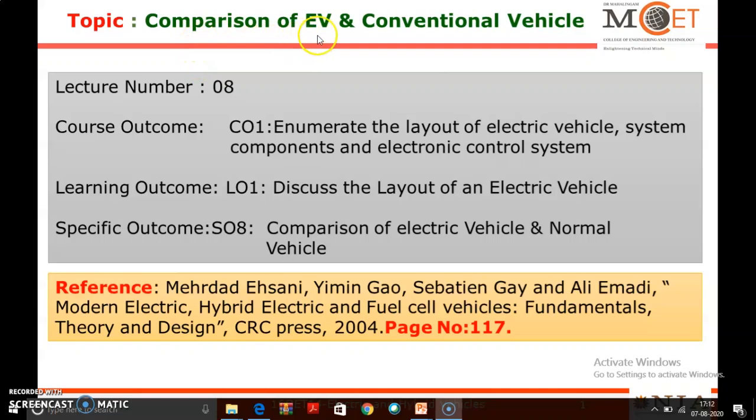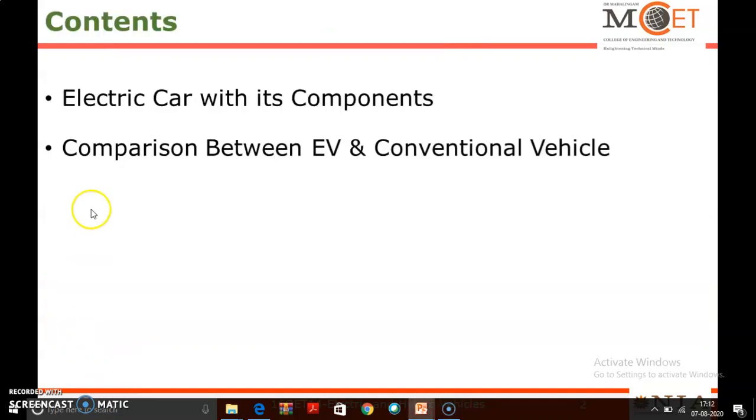The comparison of electric vehicle and conventional vehicle comes under course outcome 1, which is to enumerate the layout of electric vehicle, system components and electronic control system, under which learning outcome 1 is to discuss the layout of an electric vehicle, under which specific outcome 8 is to compare the electric vehicle and normal vehicle. So in this class, we are going to see the electric vehicle car with its components and the comparison between electric vehicle as well as the conventional vehicle.